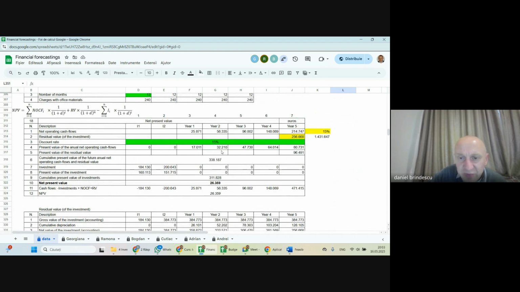Maybe one last subject here. What is the manner in which we normally establish the discount rate? Well, as you have seen, the discount rate is really the desired rate of return. One way to estimate it, to establish it, would be to start from those risk-free investments that we were talking about earlier.